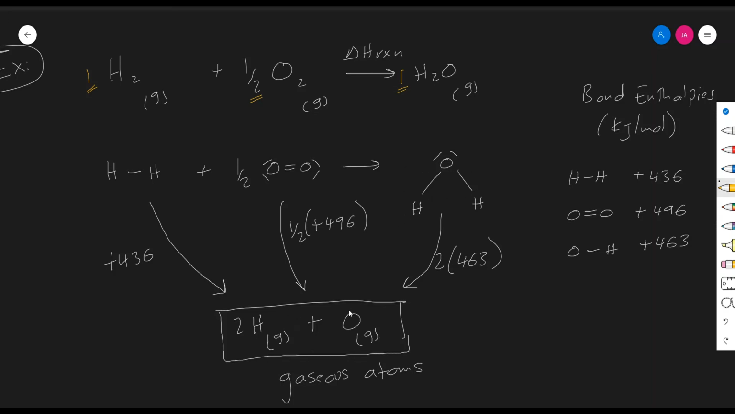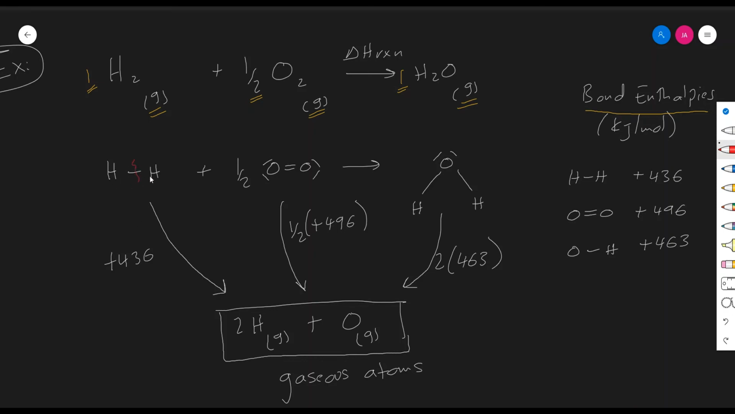And I've constructed the cycle by placing the gaseous atoms that make up either the reactants or products, and as you can see here, these are all in the gaseous state, and thus bond enthalpies can be used to calculate them. I've listed the bond enthalpies in kilojoules per mole for a hydrogen-hydrogen bond, oxygen double bond oxygen, and an O-H bond over here. Thus, the first step would be to break the bonds in the reactants.